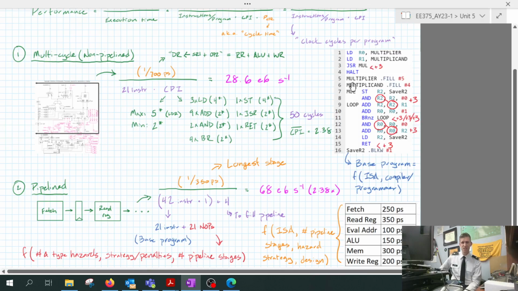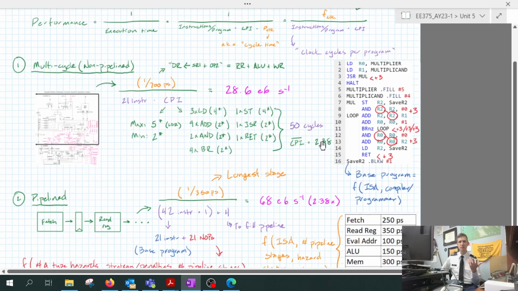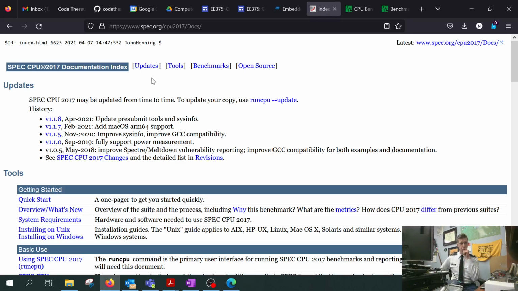Now, this program that we were using to benchmark our two processors is semi-random. It's just a program we decided to run out of thin air, and it heavily influenced these two performance values. If we were going to compare the performance of any other processor, it really wouldn't mean much unless we were using this exact program. And so there are actually two industry standards that are used to do exactly that. SPEC is one organization that provides programs to be used as benchmarking programs for processors.